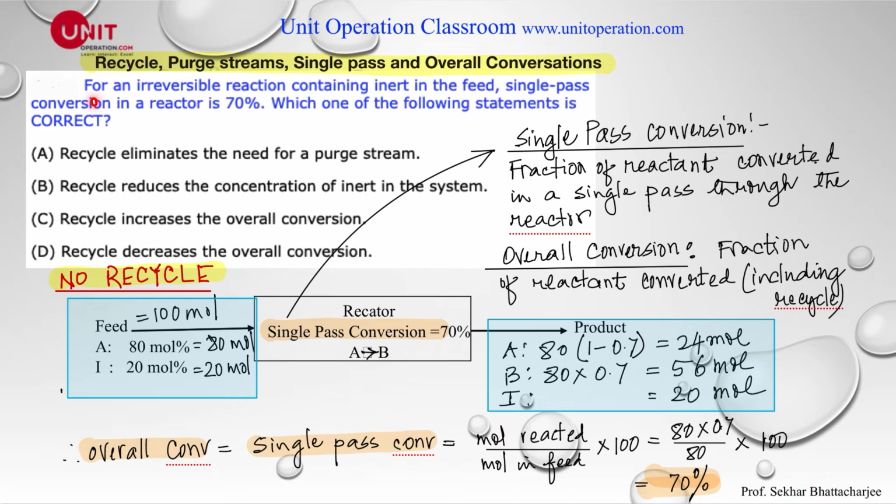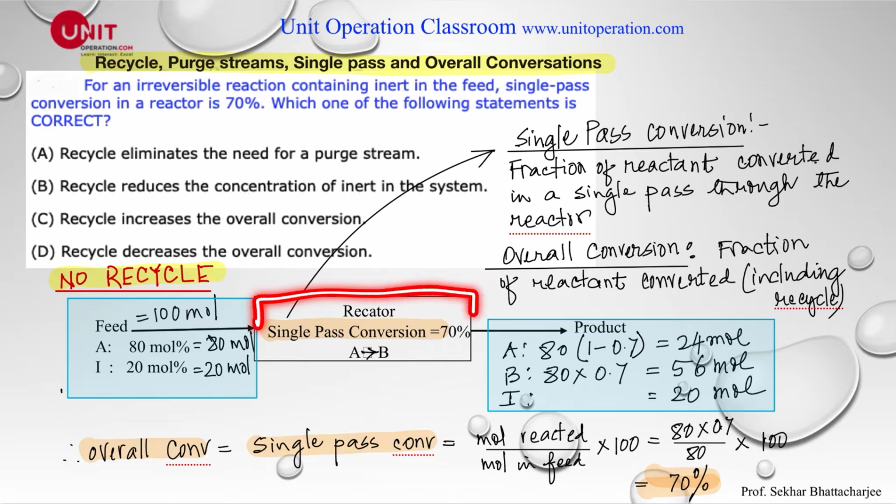For an irreversible reaction, let's say A to B, very simple one, containing inert in the feed. So the feed contains the reactant, and it also includes an inert. Single pass conversion, we'll see what a single pass conversion is, when it reacted at 70%. Which one of the following statements is correct? Before we look into the options, let us see what the system looks like.